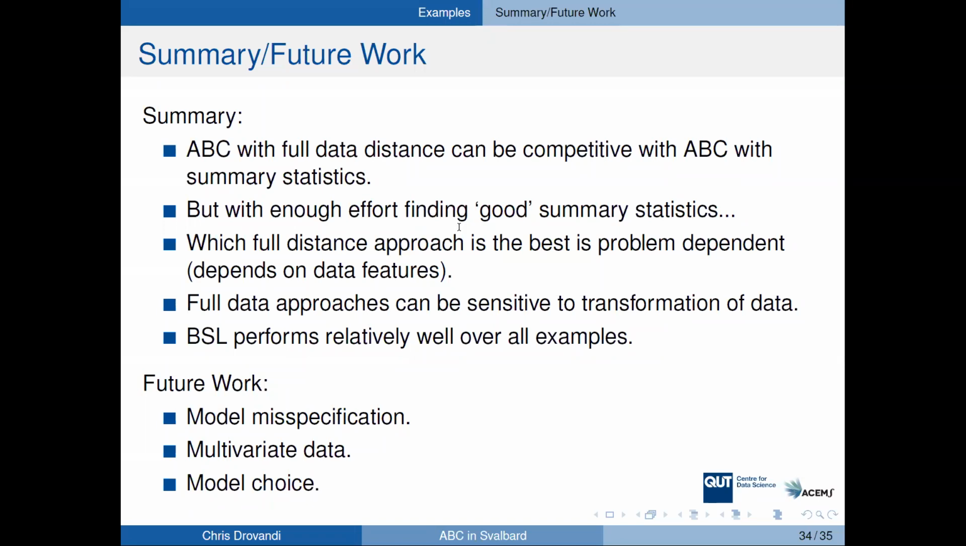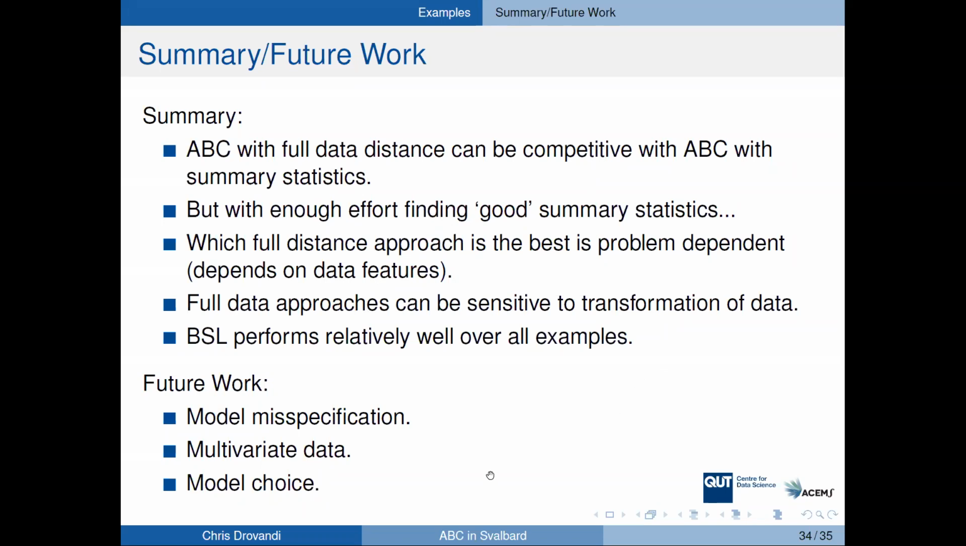We have a general impression that if you put in enough effort to finding really good summary statistics, then you can probably do better with the summary statistic-based approach. But who knows how long it's going to take for someone to find some really good summary statistics. Something that we also found, which maybe hasn't really been discussed much in the literature, is that for these full data approaches, the performance can be very sensitive to transformations of the data.